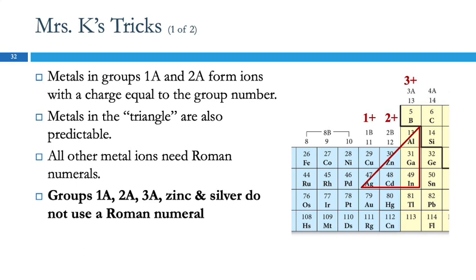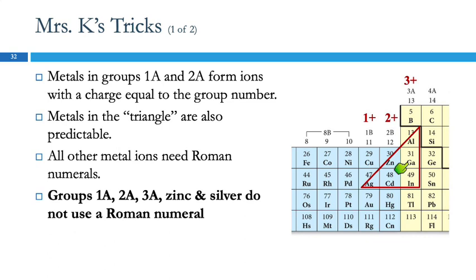Okay, my tricks. Metals in groups 1A and 2A form ions with a charge equal to the group number. Metals in this triangle are also predictable. Aluminum is +3, and then zinc is +2, and silver is +1. These guys, cadmium, indium, and gallium, also follow this pattern. Aluminum, gallium, and indium will all be +3. Zinc and cadmium will be +2, and silver's +1.